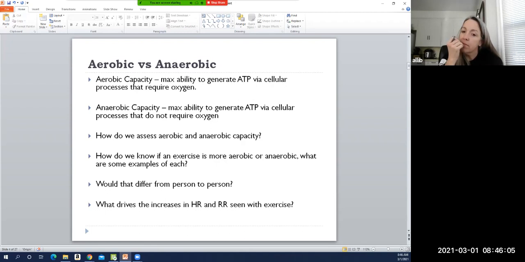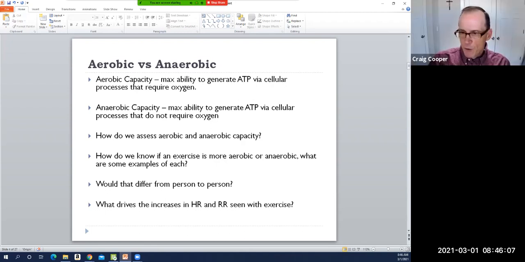Now, this second and last bullet point, what would that differ from person to person? So when we look at intensities and what makes something aerobic or anaerobic, it's really, can you use oxygen to create ATP, or are you in a situation where you're having to create ATP without the use of oxygen? And so for some people, walking can be an anaerobic event.